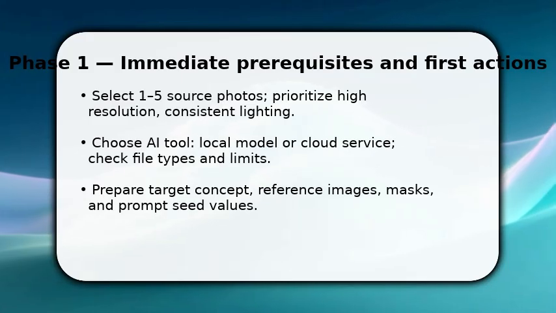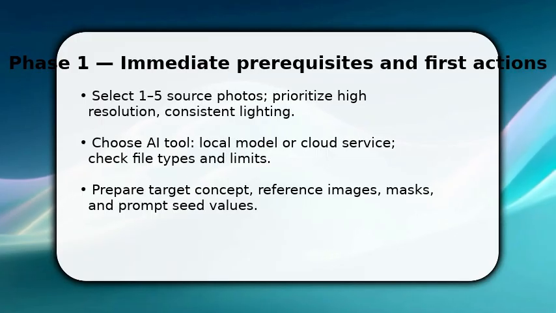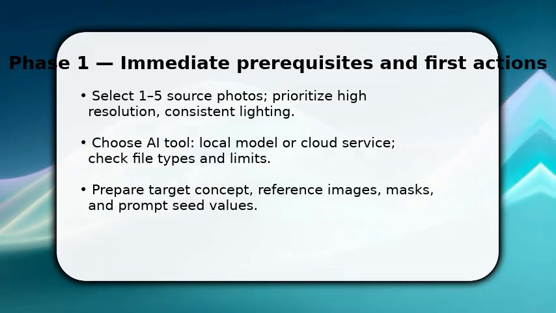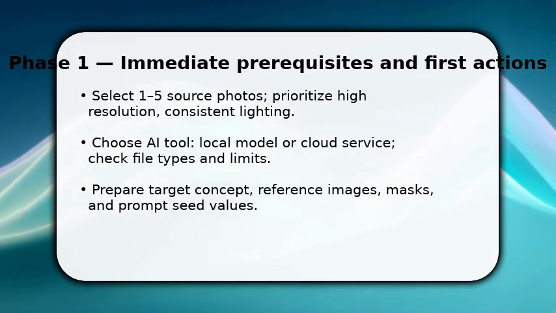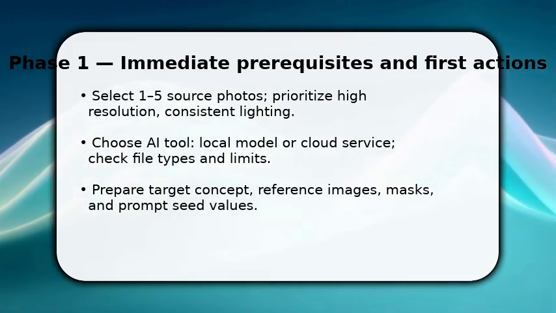Enjoy the video. You begin by assembling what the AI needs now. Pick 5 clear photos with similar lighting and open your chosen AI editor. Load reference images and create a simple mask where edits belong. This tells the model what to change versus preserve.